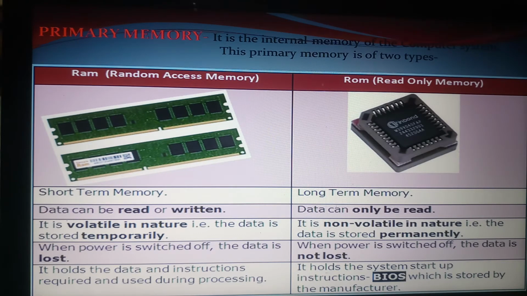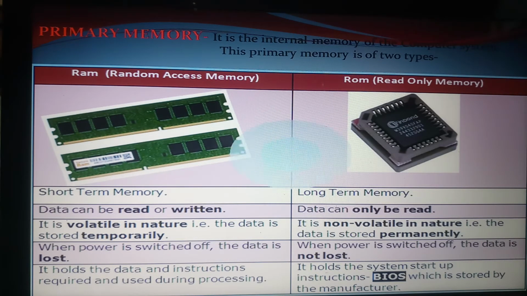RAM is volatile in nature. In other words, the data is stored temporarily. ROM is non-volatile in nature. In other words, the data is stored permanently. When the computer is switched off, the data is lost in RAM. When power is switched off, the data is not lost in ROM. RAM holds the data and instructions required during processing. ROM holds the system startup instructions, BIOS, which is stored by the manufacturer.